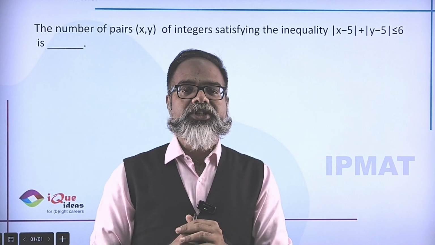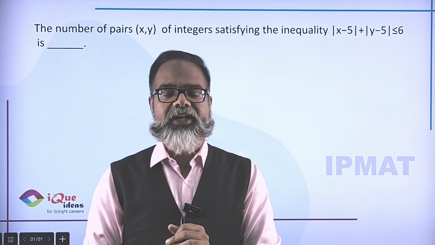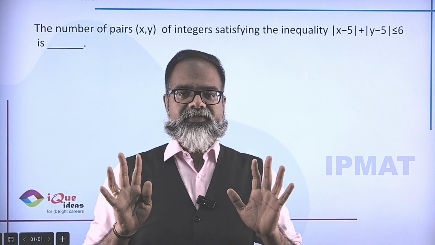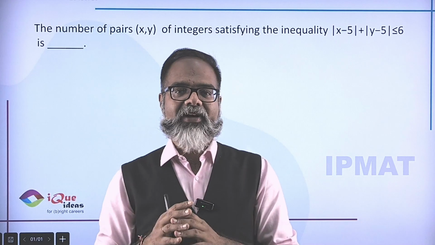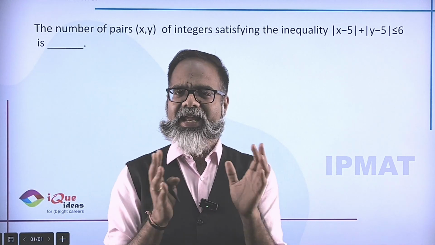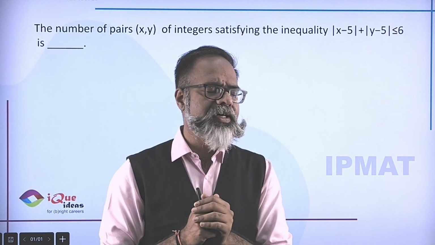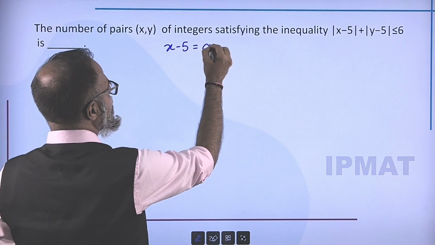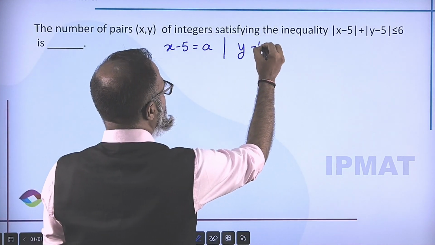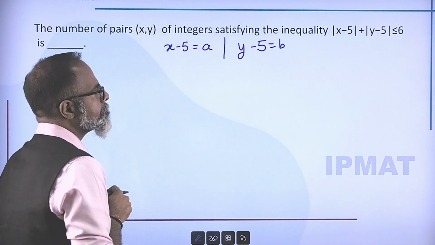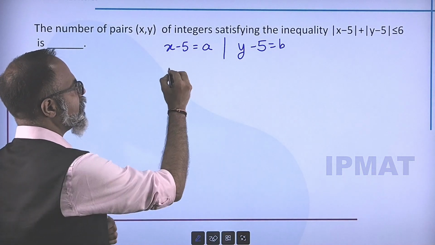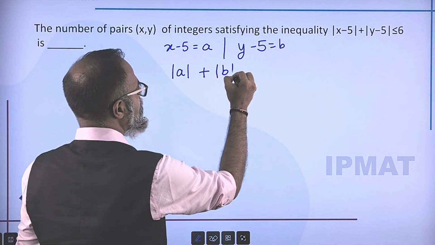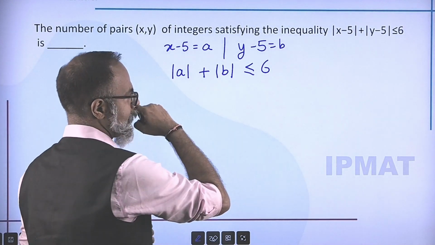Very interesting question. Multiple ways in which we can approach this problem. Let's see a couple of them. First things first, mod x minus 5 and mod y minus 5. Can I substitute them with something easier? If I assume that x minus 5 is a and y minus 5 is b, right? So mod x minus 5 can be written as mod a plus mod y minus 5 simply becomes mod b less than or equal to 6.